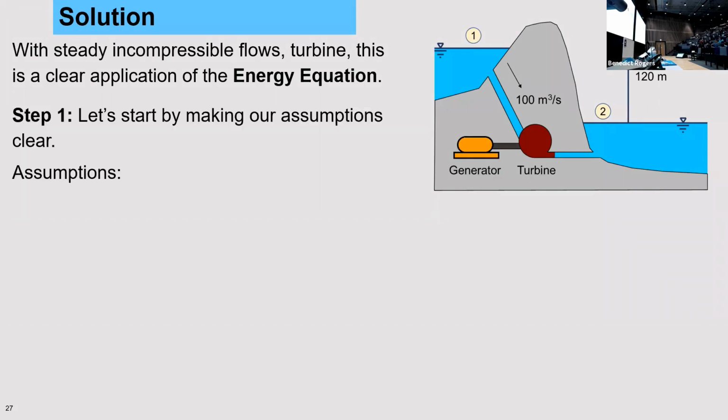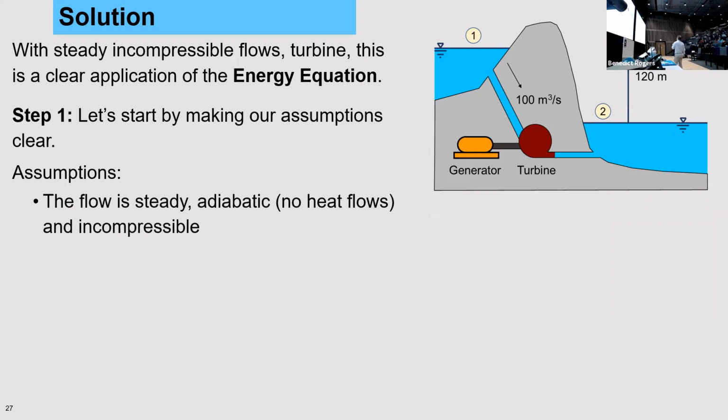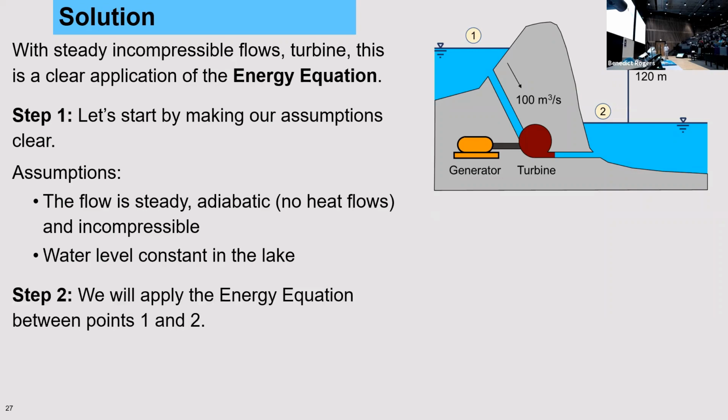So let's start by making our assumptions absolutely clear. You have to do this as an engineer, state what your assumptions are. The flow is steady, it's adiabatic, and it's incompressible. The water level is constant in the lake for the time period that we are considering. The lake is pretty big, so that's okay. And then step 2, we will then apply the energy equation between points 1 and 2.